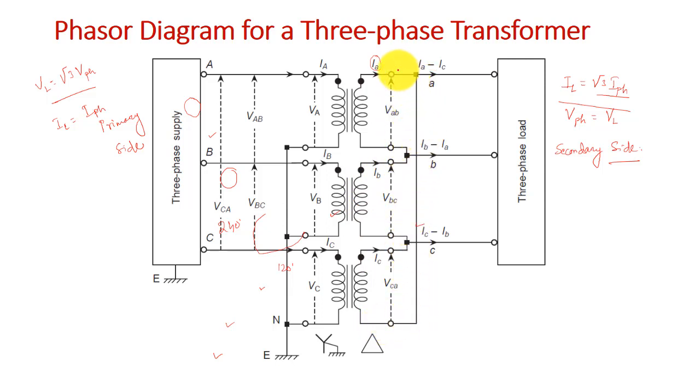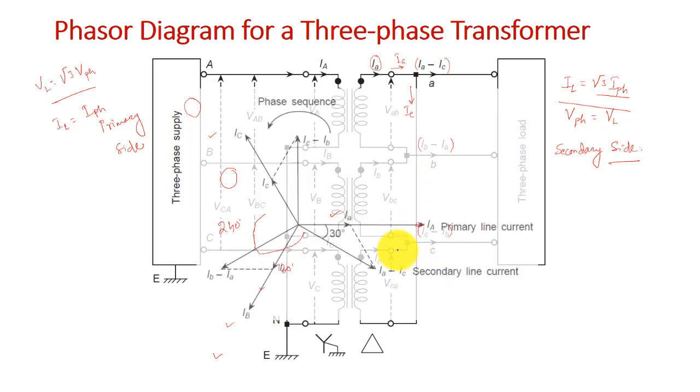Now if we see the direction, this is your IA, and your current IC is flowing in this direction. I will write it as IC. Now the net current going out of this network is IA minus IC. Similarly, the line current in phase B will be IB minus IA in this line, and in the third line it will be IC minus IB. You can see this very easily, right?